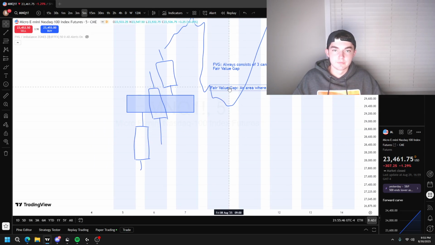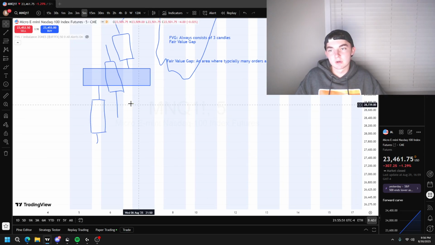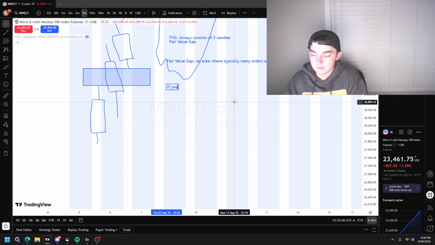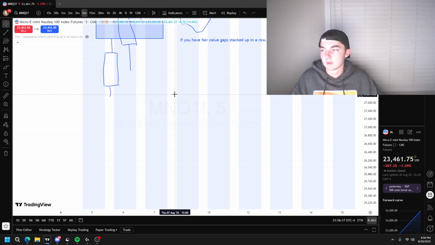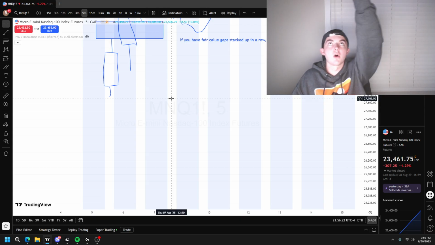What else should I go over for a fair value gap? One thing typically I also want to say is that if you have fair value gaps stacked up in a row, just count it as one big fair value gap. What does this mean? If you have multiple fair value gaps in a row, like within a span of 6 candles that makes 3 gaps, then just make those all one big gap.